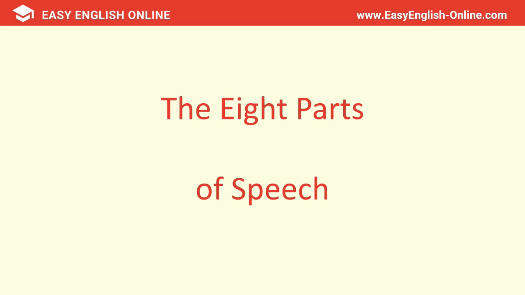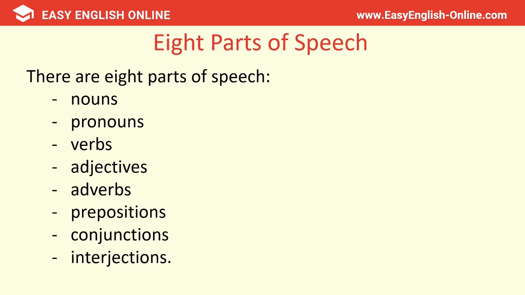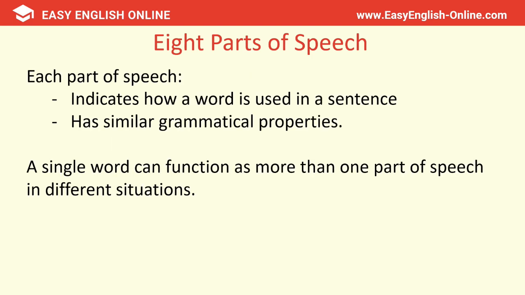Okay, so the 8 parts of speech. In the English language, there are 8 parts of speech: nouns, pronouns, verbs, adjectives, adverbs, prepositions, conjunctions, and interjections. Every word we use is a part of speech. Now, each part of speech indicates how the word is used in a sentence. It's a category of words which have similar grammatical properties. A single word can function as more than one part of speech in different situations. So let's look at the different types of speech in more detail.